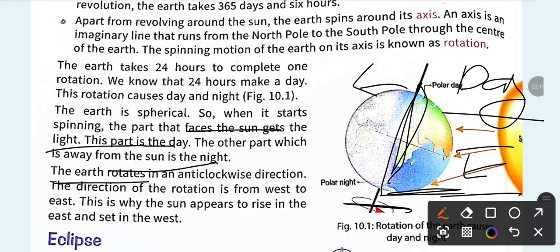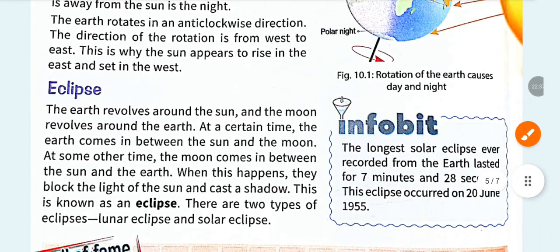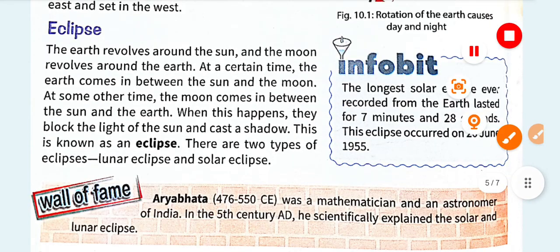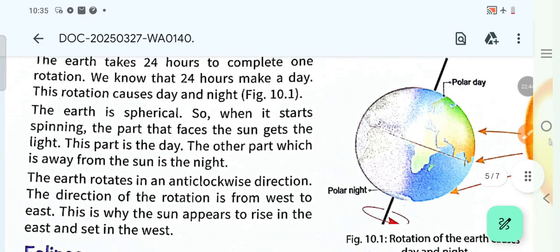And the Earth rotates in an anti-clockwise direction, as we all know, from west to east, and that's why the Sun appears to rise in the east and set in the west. Now, as we all know, the Sun rises in the east and sets in the west.